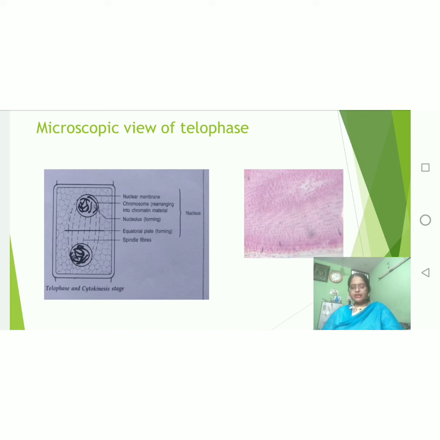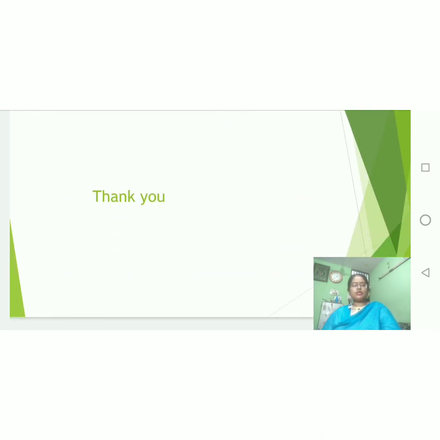The animal cell is simply pinched off into two daughter cells by constriction. So it was an overview of this practical, to identify the various stages of mitosis in the onion root tip. Hope you have gained more information about this. So thank you.